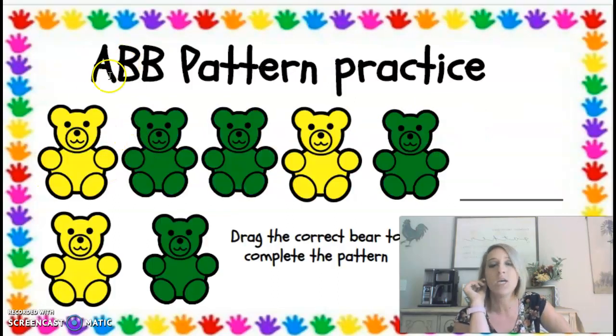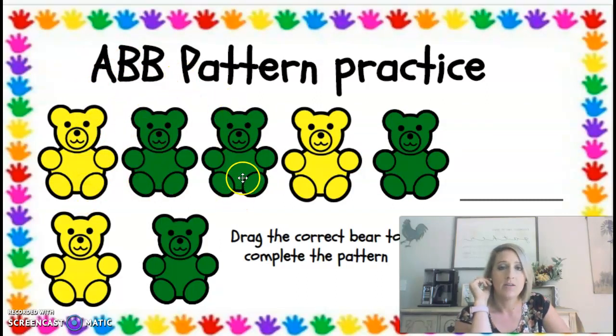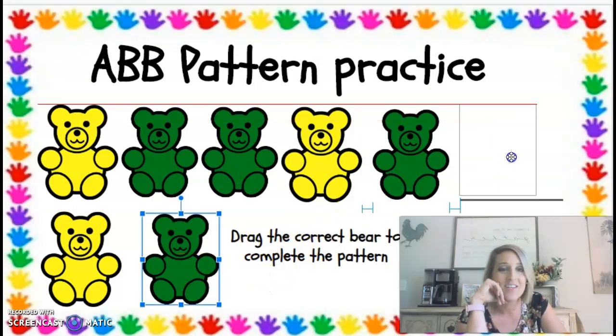Remember, it can be any color. Yellow, green, green. Yellow, green, and we're missing one, so we're going to think about it. Remember, A-B-B pattern. So it's one, and then it's two of the same. All right, so let's finish this pattern. Yellow, green, green. Yellow, green, green. Very good. Let's finish that.